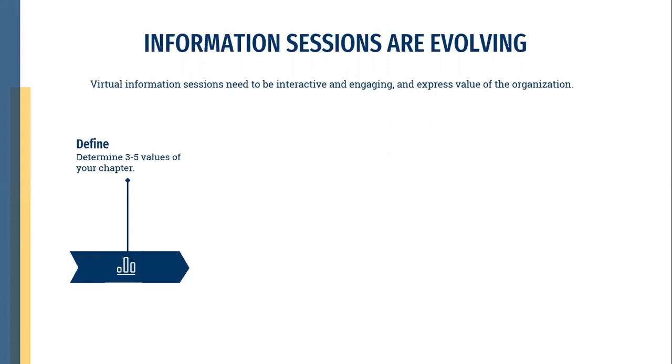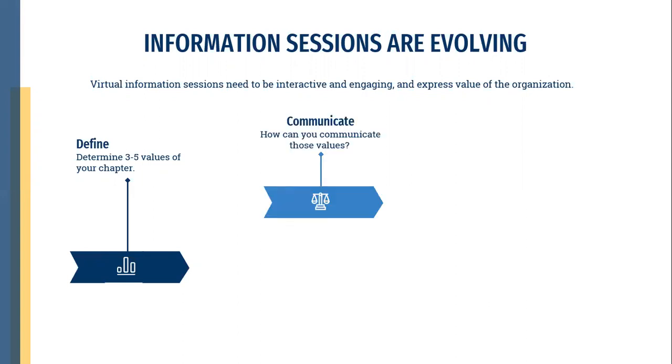So, what you'll want to do when you're trying to construct your information session is to first start by defining those values of your chapter. Going back to the conversation from the very beginning of today, what are your chapter's values? What are they? Narrow them down. 3 to 5 values, get them on the sheet, share them with the whole chapter, brainstorm together, but define what those values are. That's your starting point.